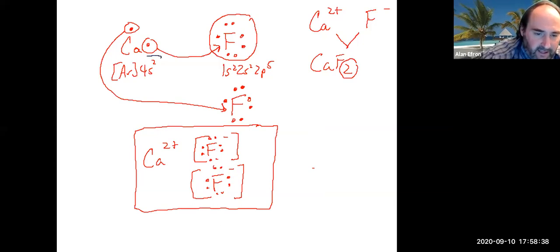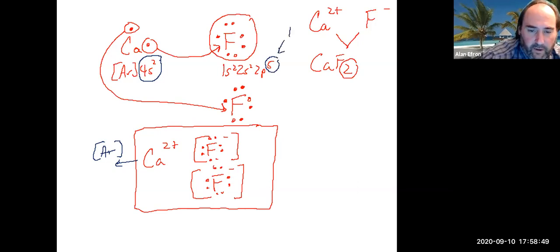Calcium again has lost these 2 electrons, which means the calcium here has now hit argon's electron configuration. This fluorine here picked up 1 electron, which means that got this fluorine to 10 electrons, which got it to neon's configuration.